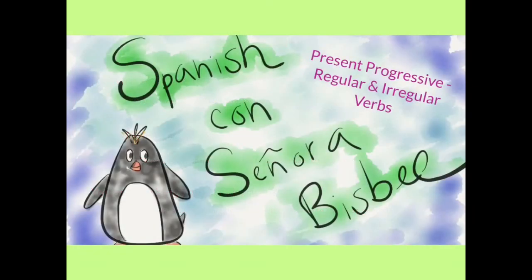All right, and that's the present progressive, how to form it with regular participles as well as irregular participles, and we even went into object pronouns. So those are the DOPs, the IOPs, the reflexive pronouns, how to use those with the present progressive tense specifically.